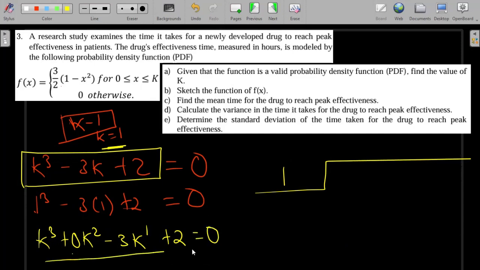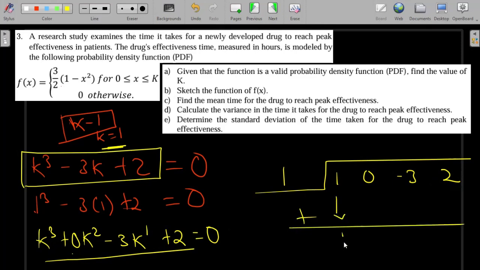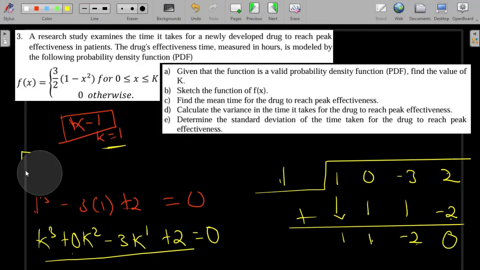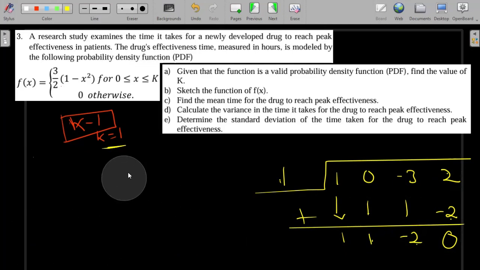So I'll get the coefficients from this now. The first one is 1, then I have 0, and then I have minus 3, and then I have 2. Okay, so I bring down this one, and then I multiply with that one, I get 1. 0 plus 1, 1. 1 multiplied by this, I get 1 again. If I add minus 3 and 1, I get minus 2. 1 multiplied by minus 2, get minus 2. 2 plus minus 2 gives me 0. Okay, perfect.